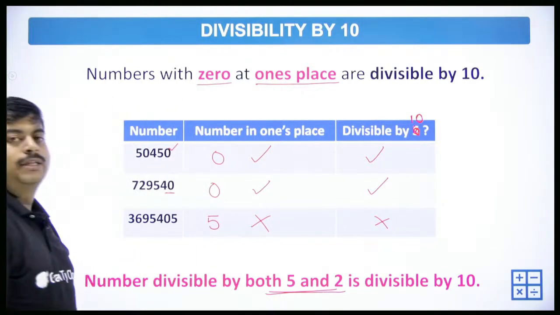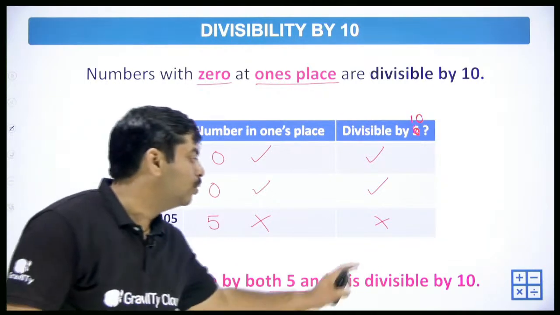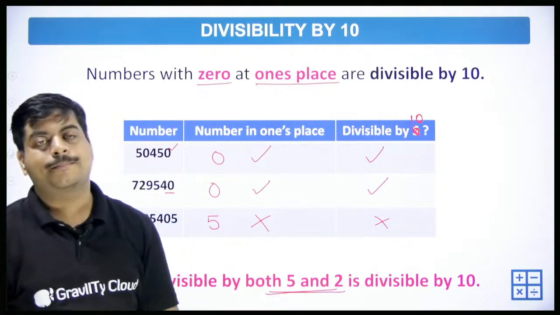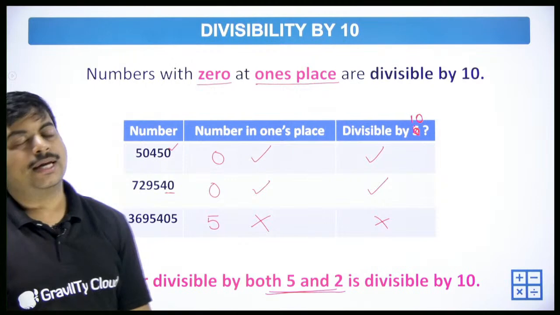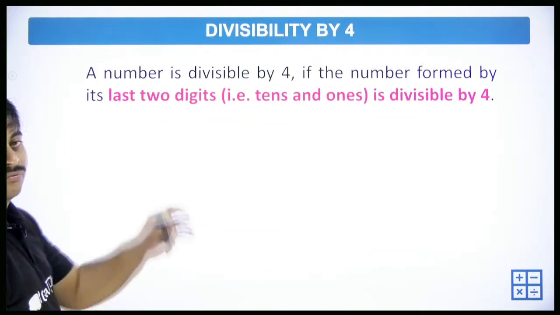Which number is divisible by both 2 and 3? We started with 2 into 3, which is divisible by 6. Is it divisible by 10? Okay, so let's move ahead to know the next divisibility rule. Let's try to see the divisibility by 4. It's very important.